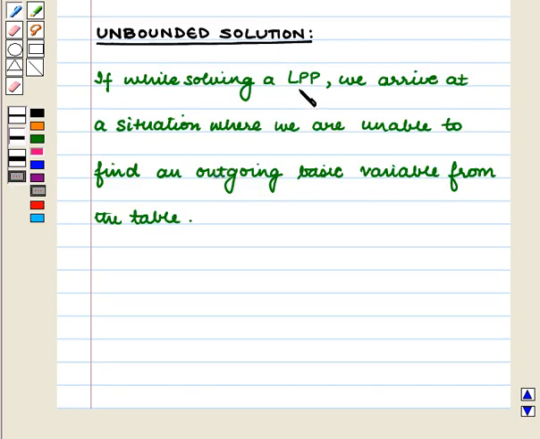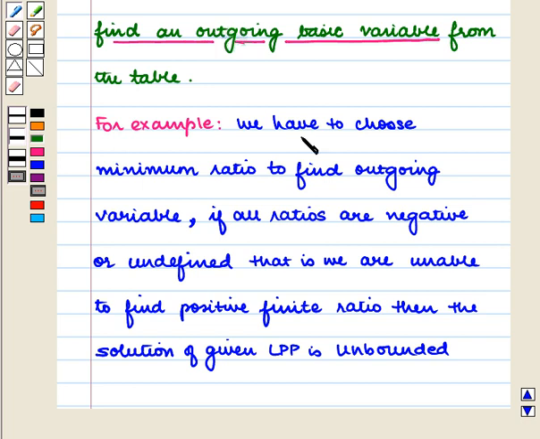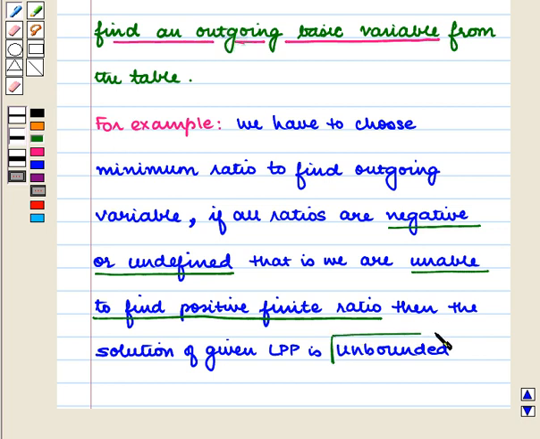If while solving a linear programming problem, we arrive at a situation where we are unable to find an outgoing basic variable from the table, for example, we have to choose the minimum ratio to find the outgoing variable, if all ratios are negative or undefined, that is, we are unable to find a positive finite ratio, then the solution of the given linear programming problem is unbounded.